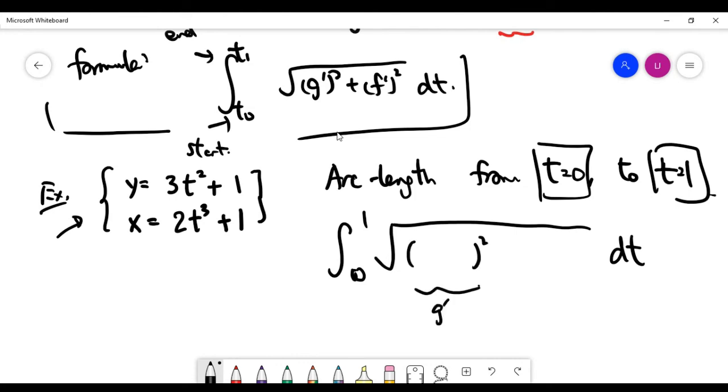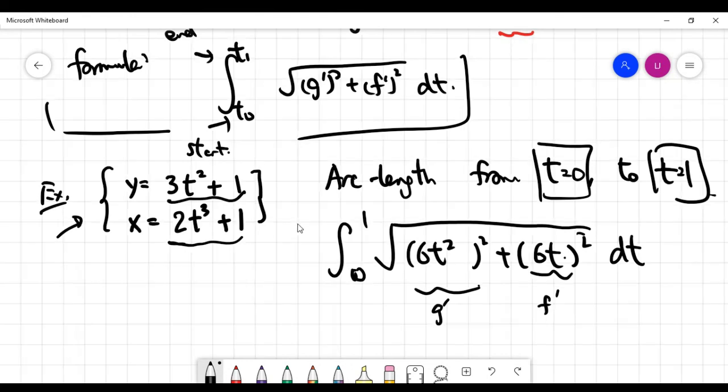What is the g prime? The g prime is the derivative of this function, which is 6t squared, right? Plus something squared, and this something is going to be the f prime. The f prime is the derivative of 3t squared plus 1, which is 6t, right? And I trust that you're able to do these computations, but I write down the remaining steps.